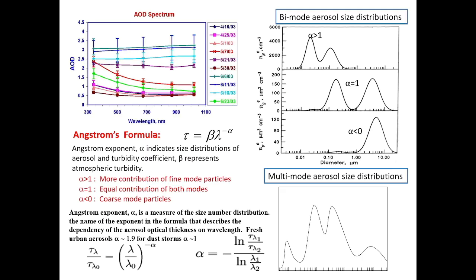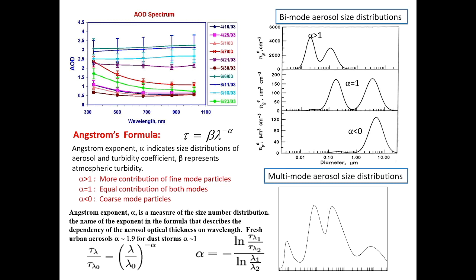Here, for example, is a typical example from Delhi, where we have measurements of aerosol optical depth on different days. Particularly during the dust storm days, you can see that the aerosol optical depth, instead of decreasing, is either constant or sometimes even increases with respect to wavelength. So in this case, it really doesn't follow the Angstrom formula.